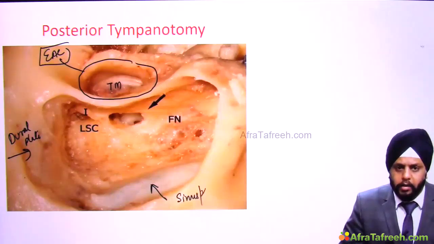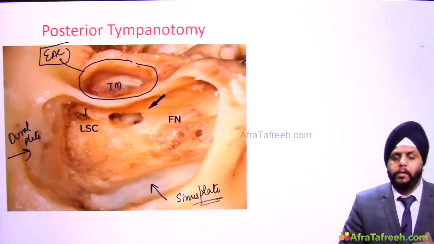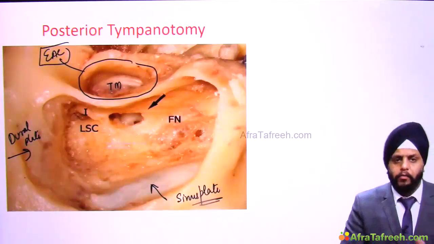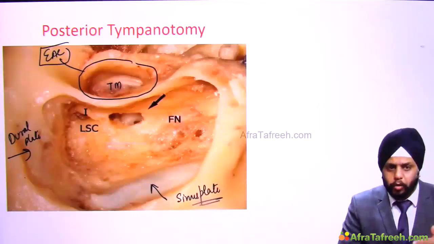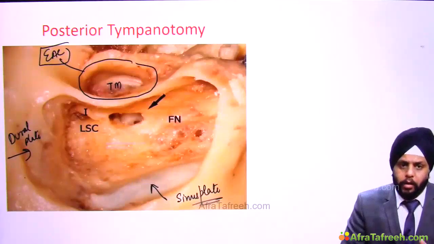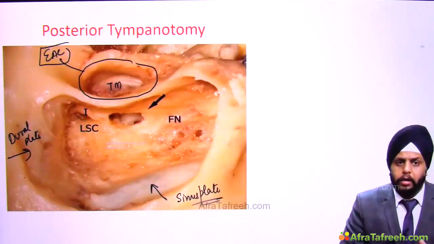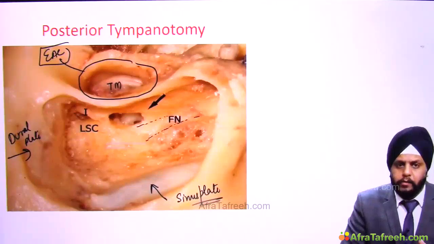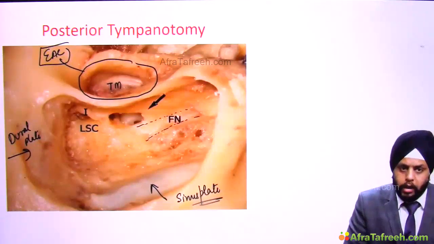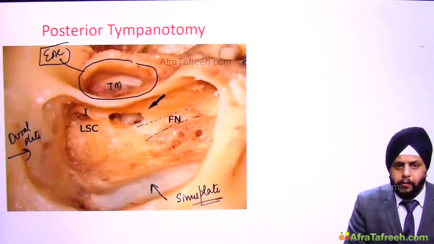Just behind that we have the sigmoid sinus, and between the mastoid and the middle ear we of course have the common wall. Now if you look at this common wall, you can see over here that there is this nerve going, and that is your facial nerve. I have marked that nerve for you. There is a branch coming out of this which has been marked with an arrow.